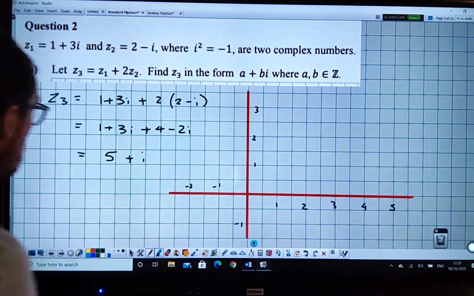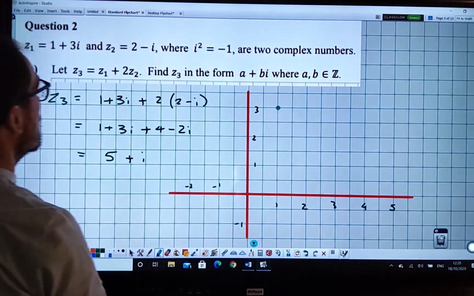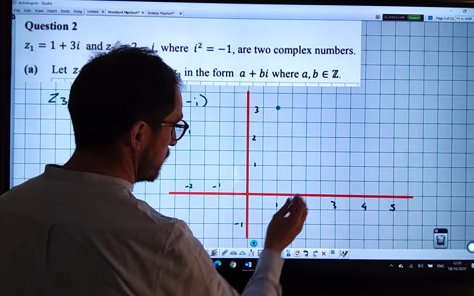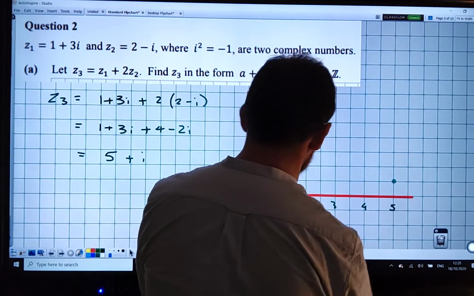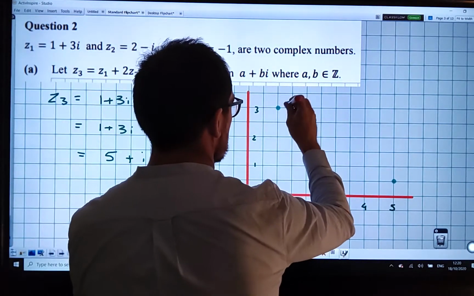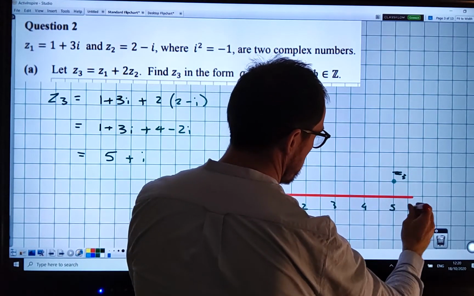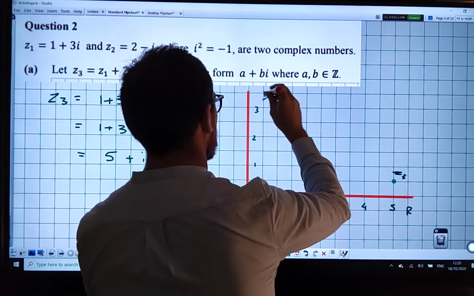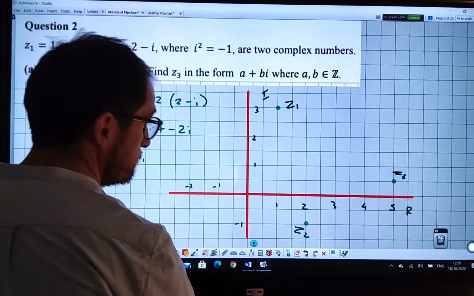Okay, so you have 1 plus 3i, 2 minus i, and 5 plus i. And then you label them z1, z2, z3. Now it's also very important you have your real and imaginary axis, and you do that. So that was the first part of that question, from part A and B.